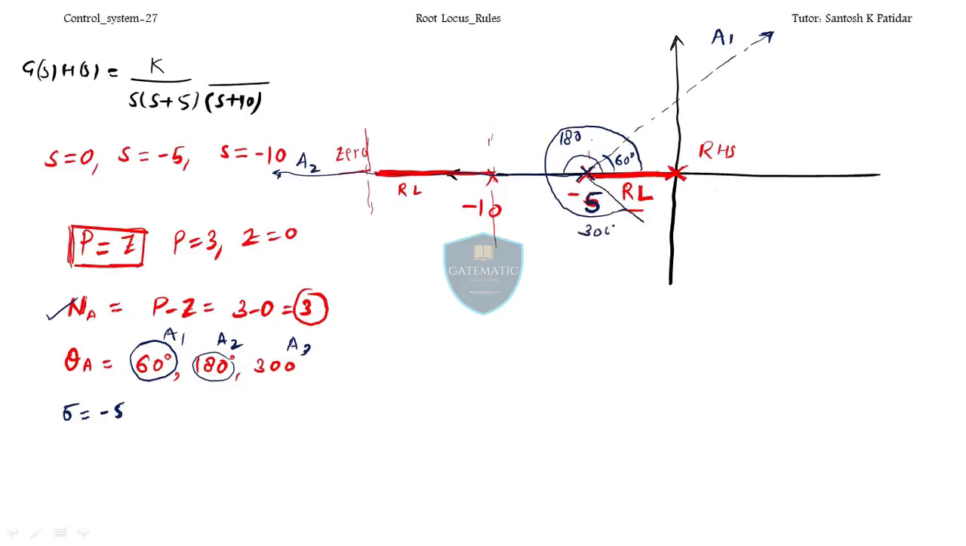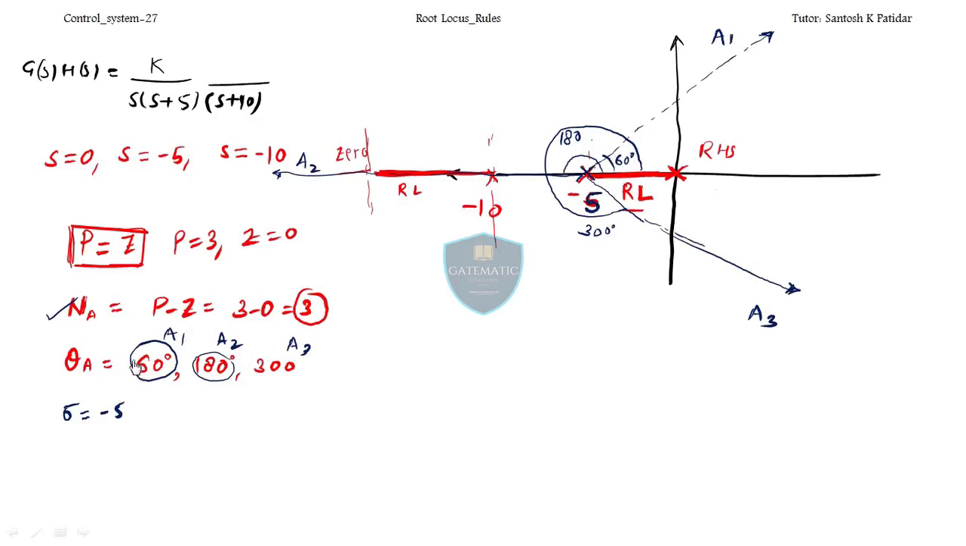This is 300 and it will go like this. Okay, so this is A3. So you have 3 asymptotes: A1, A2, A3. A1 is making 60 degrees. Okay, perfectly fine. How am I getting that I have to make the 60 degrees? Because I have already found the angle of asymptotes.